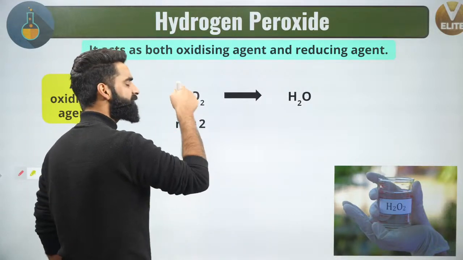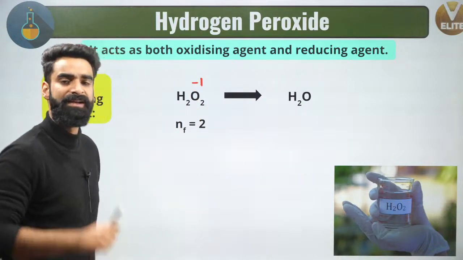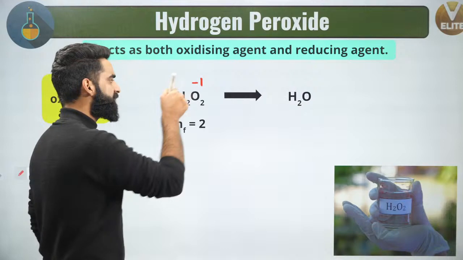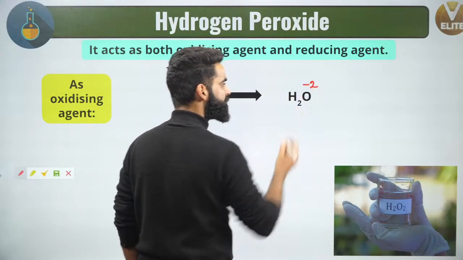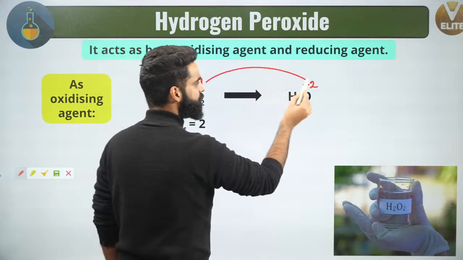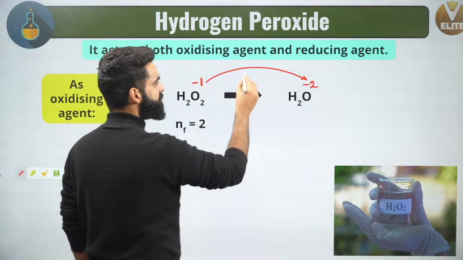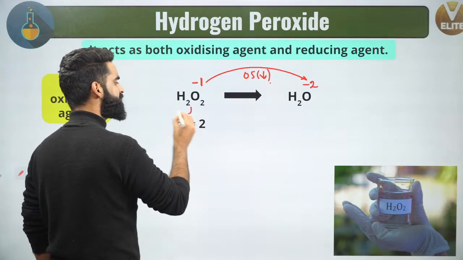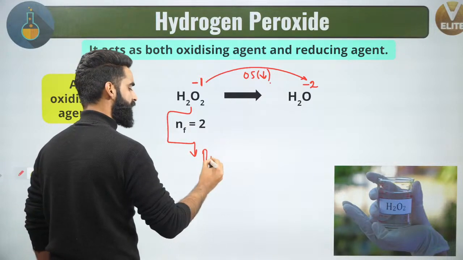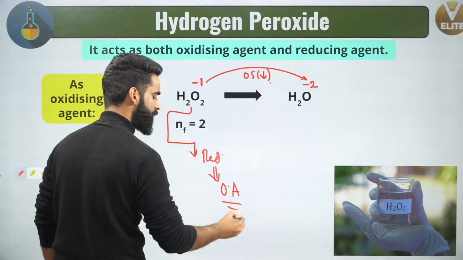See guys, if I ask you the oxidation state of this oxygen right here, this is H2O2, hydrogen peroxide. In hydrogen peroxide, the oxidation state of oxygen is -1. What about the oxidation state of this oxygen right here? It's -2. Absolutely. From -1 to -2, is the oxidation state increasing or decreasing? It is decreasing. A decrease in the oxidation state is what we call reduction. So in this reaction, H2O2 is undergoing reduction, so it will be acting as the oxidizing agent.